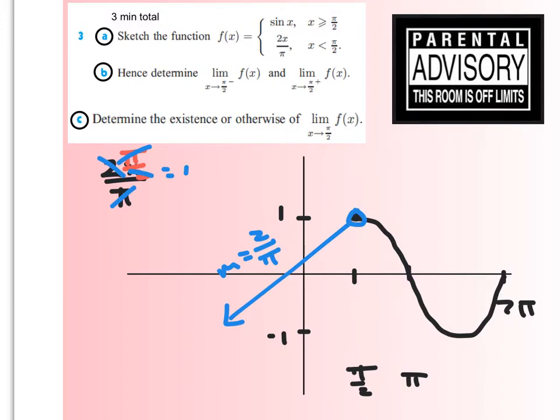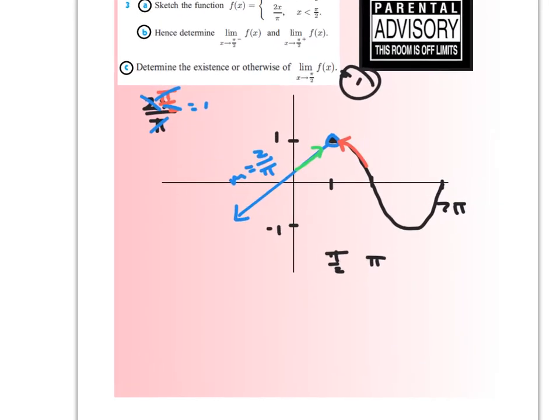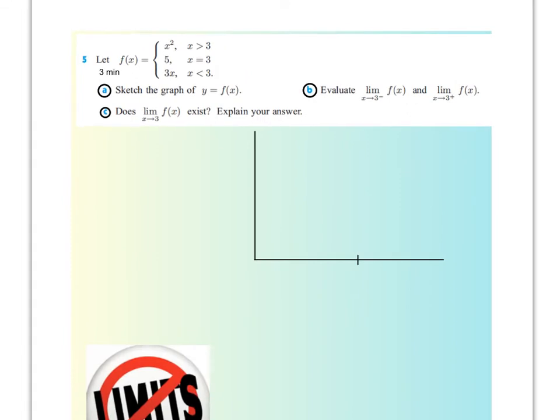Does the left-hand limit as x approaches pi over 2 from the left, and the right-hand limit as x approaches pi over 2 from the right, do they agree? Yes, they do. Therefore, the limit of f of x as x approaches pi over 2 would be 1. All right, let's look. Is there another one on this page? No, there isn't. Okay, this one's cool.